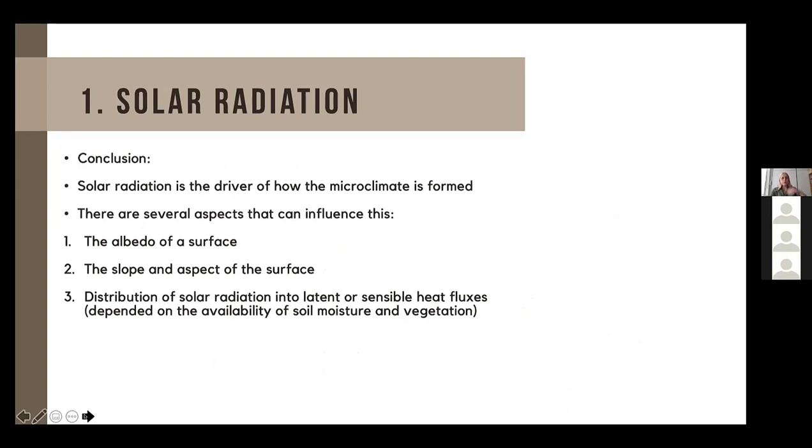So to conclude, the solar radiation is the driver of how the microclimate is formed, and then there are several aspects that can influence this. So we saw the albedo, we saw the slope and the aspect of the surface, and the distribution of solar radiation into latent or sensible heat fluxes. And this then, as we saw from the previous example, depends on the availability of soil moisture and vegetation.